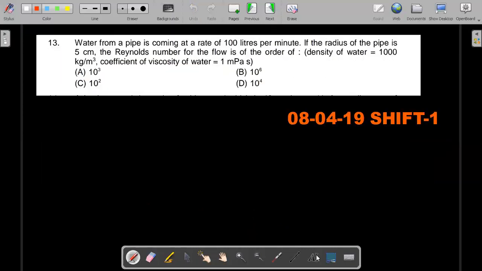Next one. This is on Reynolds number. Okay, so water from a pipe is coming at a rate of 100 liters per minute. Okay, if the radius of the pipe is 5 centimeters, the Reynolds number for the flow is of the order of, okay, order of Reynolds number is asking. Density is given and coefficient of viscosity for water in certain units. So this is milli, please understand, you should convert it into SI. So you want to do it, pause, and then we'll move on.